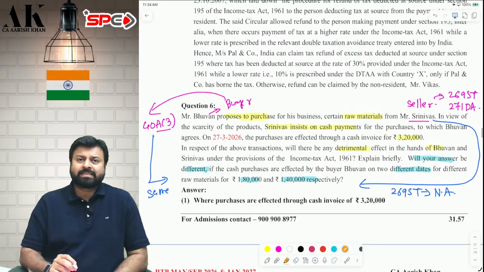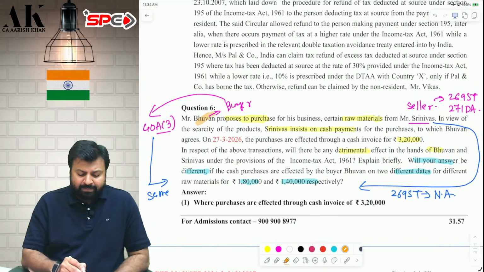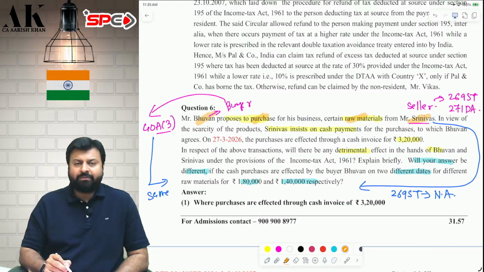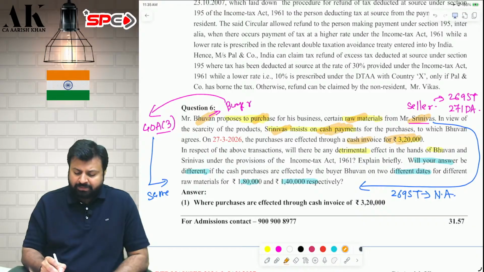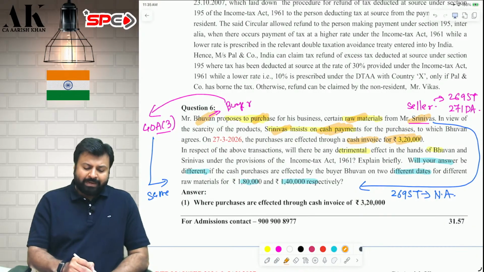Next question, question number 6. There is a buyer, Mr. Bhuvan, and there is a seller, Mr. Srinivas. The buyer is purchasing some raw material from Srinivas. Now the seller is insisting that the payment be made in cash of 3,20,000 rupees for an invoice. So the buyer made the payment in cash.